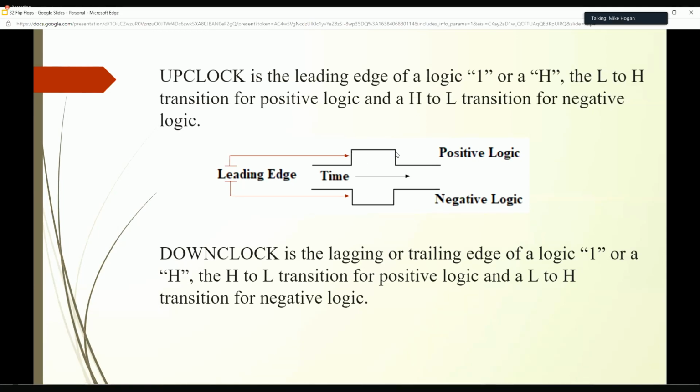Down clock was what we saw with the lagging or trailing edge. I'm going from a logic 1, my high, to a low, my most positive voltage to my least positive voltage. And so I could trigger there as well. Usually we're going to trigger right here with this leading up clock.